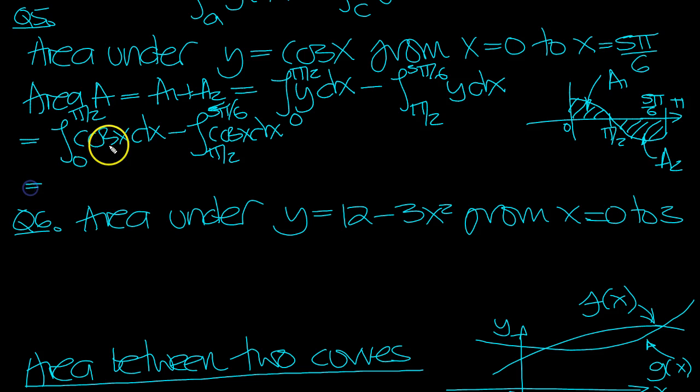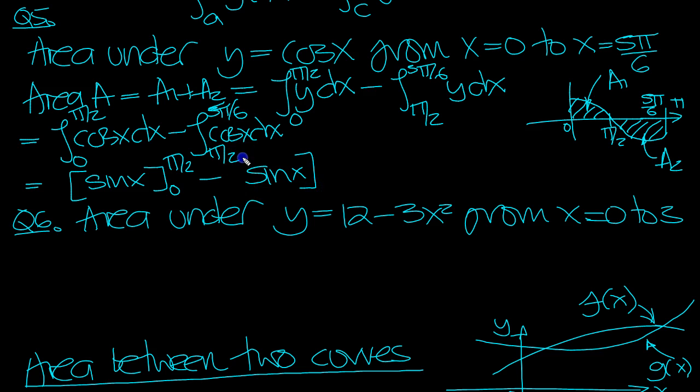Okay, so what do we get? We get the integral of cos is sine. So this first one is this definite integral, and evaluate that between that. And this one is sine again, of course, but that's between pi over 2 and 5 pi over 6.